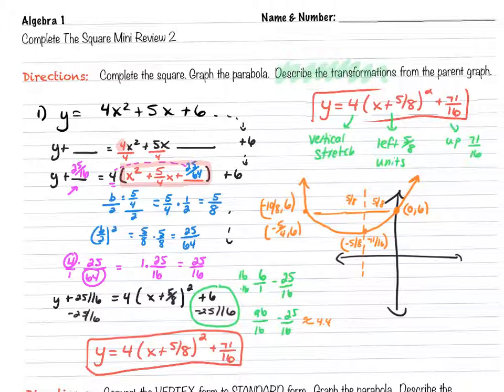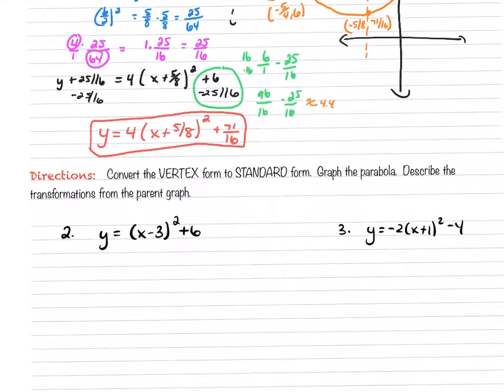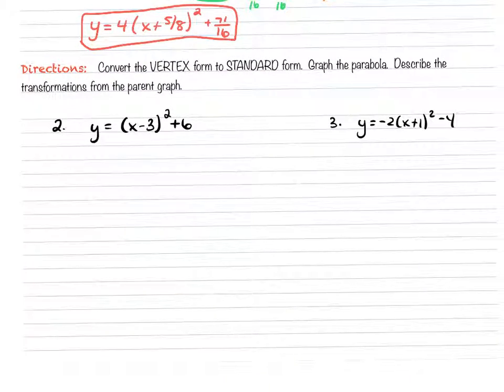So moving forward, now the next example we have to do is convert from vertex form to standard form, make a graph, and then describe the transformations. So the transformations are actually done easiest in vertex form. We're going to describe the transformations first. So with this first one, the -3 inside parentheses should move it right 3 units, and the +6 at the end should move it up 6. Those are the only transformations.